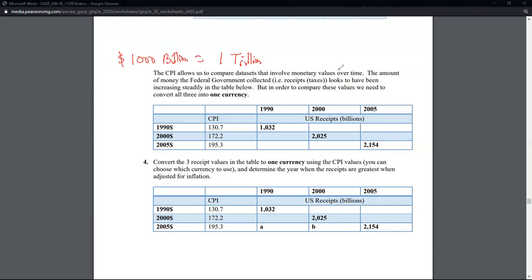So they say receipts, aka taxes, the money that we're paying to Uncle Sam, is going up every year, because in 1990 it was 1,000, then the next year it was 2,000, and the next year was 2,100, and again, all in billions. That's really a lot of money. So they say it's going up. It went up. It went up.